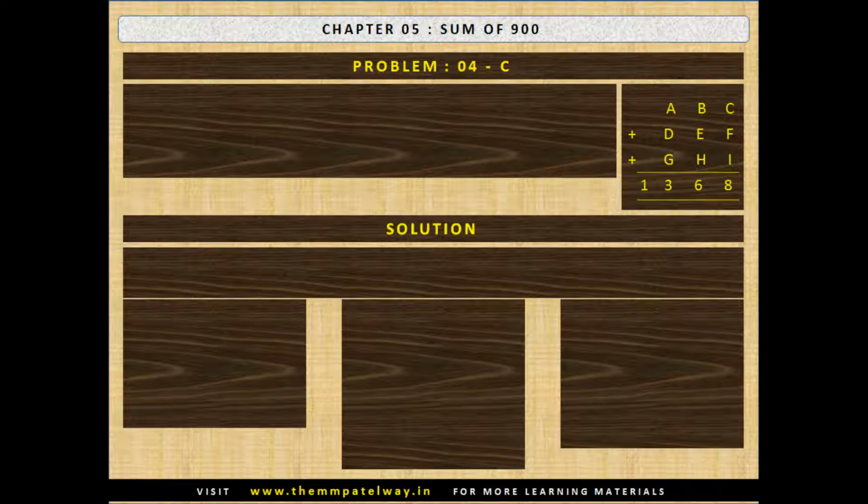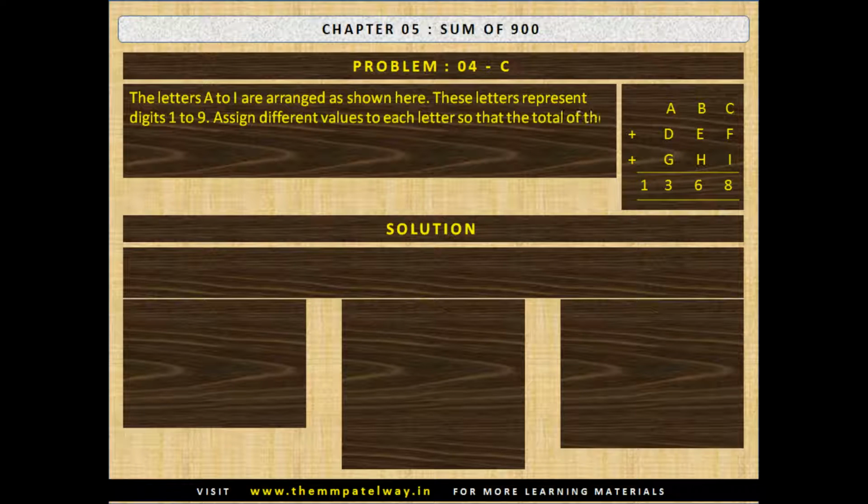Problem number 4C. The letters A to I are arranged as shown here. These letters represent digits 1 to 9. Assign different values to each letter so that the total of the numbers thus formed is as given, that is 1368. Is this total possible to be obtained? Why? Now stop the video and solve the problem.